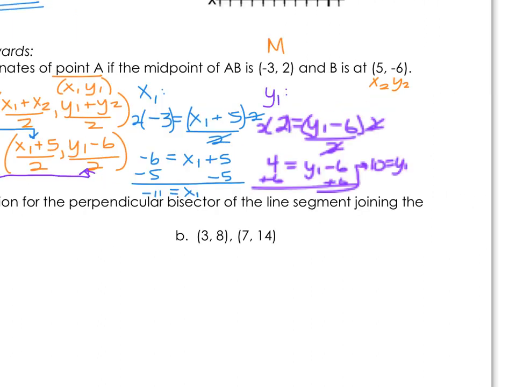How about y1 equals 10? Did you get that? I just set 2 equal to y1 minus 6 over 2 and followed the same process I did for x1. Last but not least, you're just going to write your final answer as an ordered pair. Negative 11, comma 10 would be the coordinates for point A.